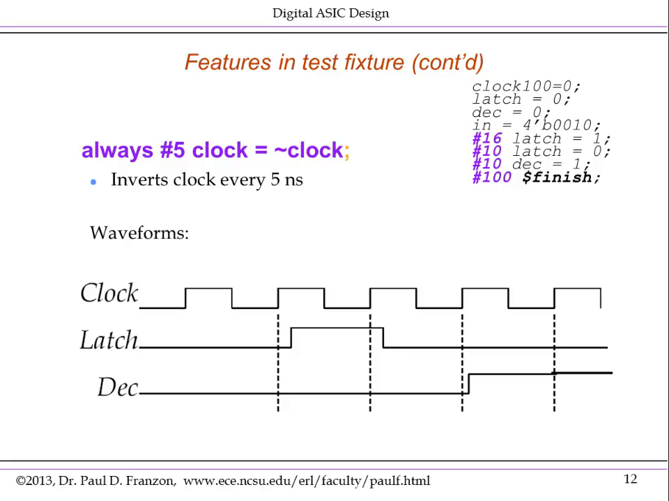So quite simply, the code in the test fixture is describing a waveform in textual format. The always #5 clock equals not clock is simply inverting clock every 5 nanoseconds. Starts at 0, so 0, 5 nanoseconds later go to 1, 5 nanoseconds later go to 0, 5 nanoseconds later go to 1, and so on, until we hit the $finish. I actually haven't taken this for 10 clock cycles, just for reasons of space. So that is defining the clock, starting at whatever we specify here.